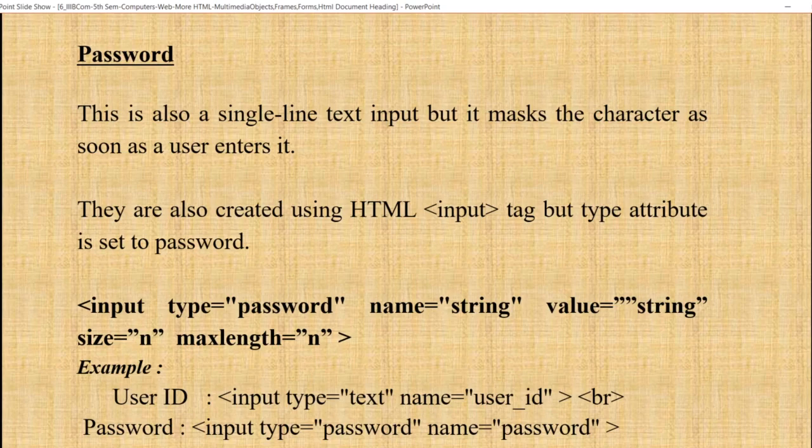Syntax for password text: input type equals to password, name equals to string, value equals to string, size equals to n, max length equals to n. Maximum number of characters allowed, how many characters we have entered, the value that should appear on a text field, name of the text field, and what type of input we are providing? Password. Means it masks the characters as soon as the user enters them.